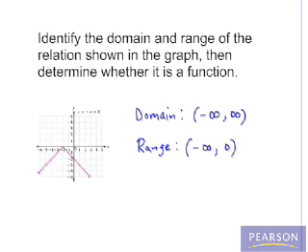Finally, is this a function? As you can see, this graph will pass the vertical line test. As you run a vertical line through the graph, the vertical line will only at most hit the graph at one point. So yes, this is a function.